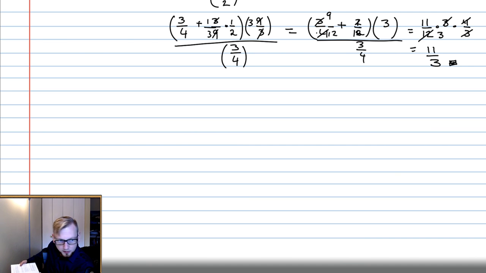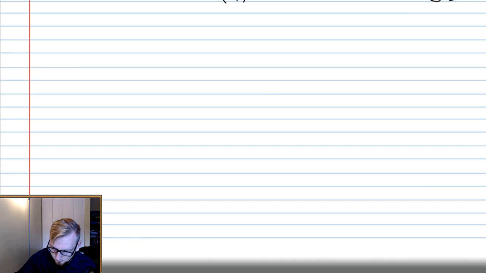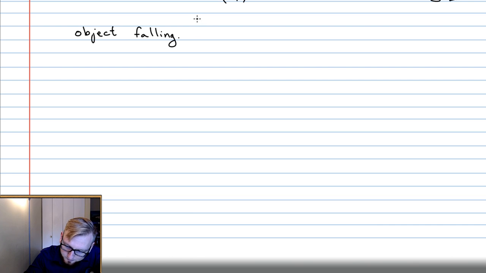And let's start with kind of an example of what a differential equation looks like. And a good example right off the bat is an object falling. Differential equation.